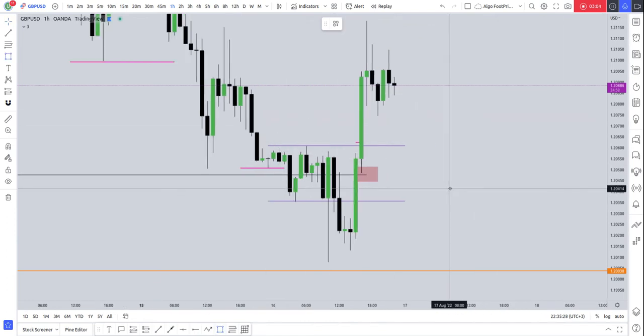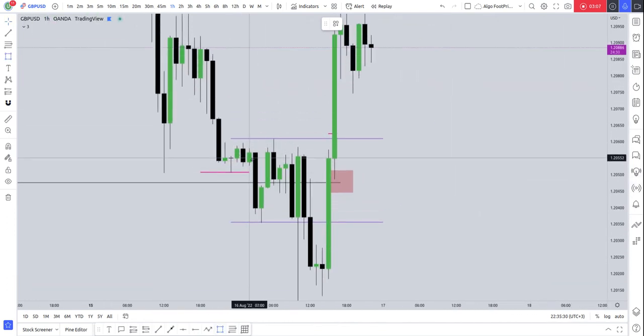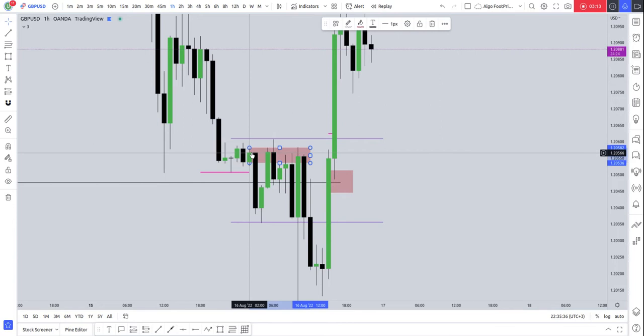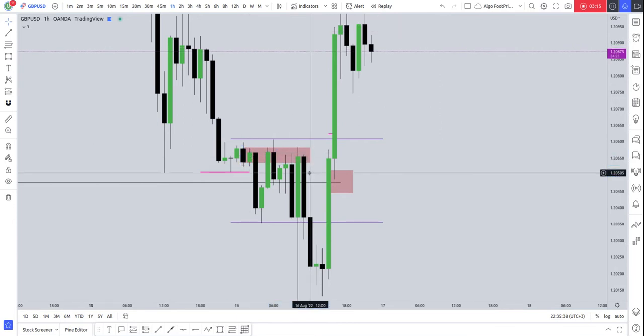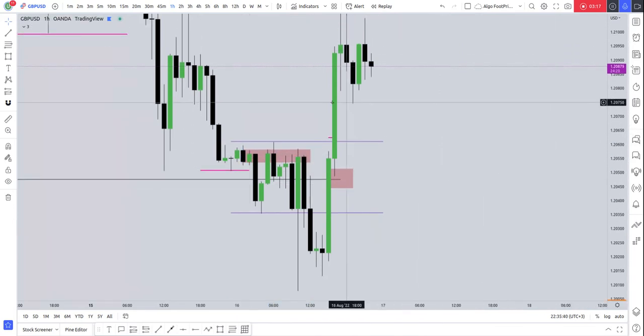This candle, let me zoom in, this bullish candle is an order block. And the reason it's an order block is because it's the last up candle before a bearish move which broke structure. So this is an order block.